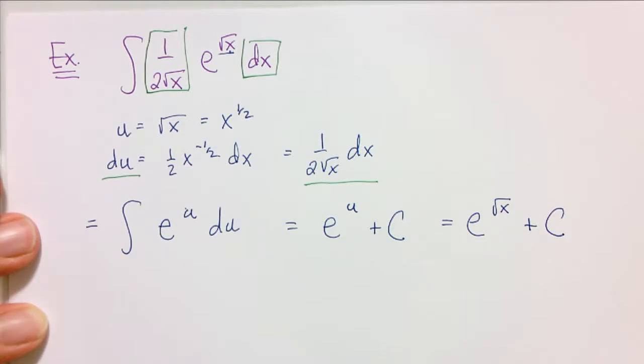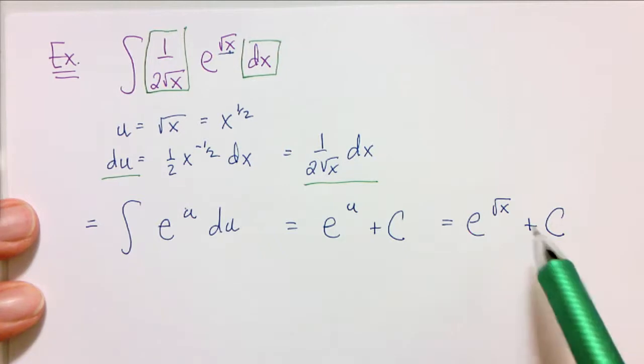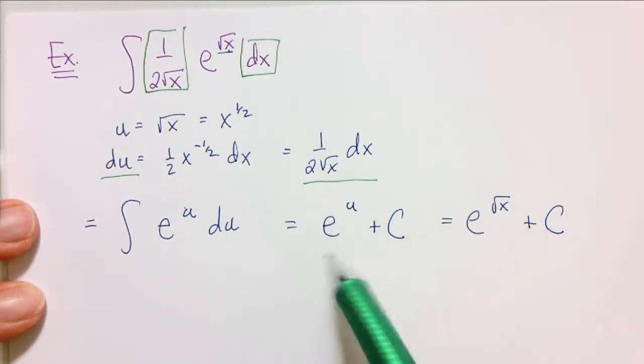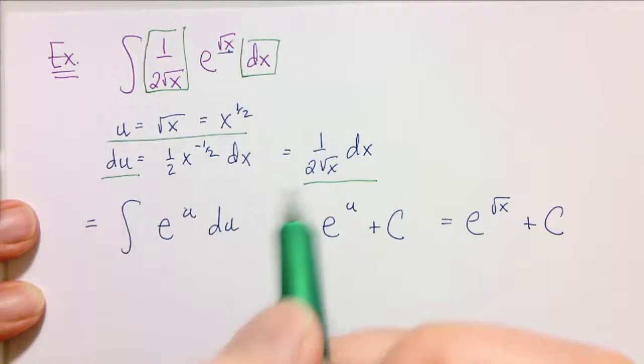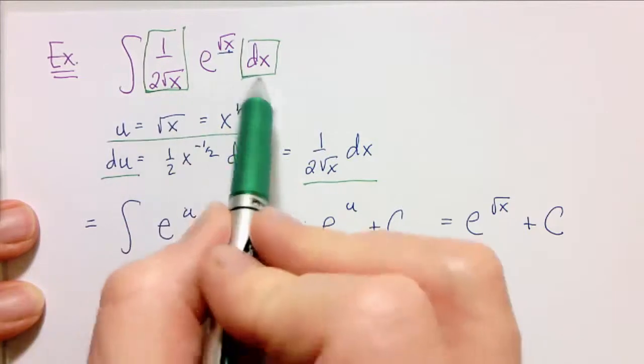So again, this was what I call a type 1. You're not going to find type 1 and then later type 2 and type 3 talked about in any textbook, but they're a good way to think about and maybe give names to some of the kinds of substitutions we're going to make. This is type 1 because after I picked u, du was exactly what I needed.